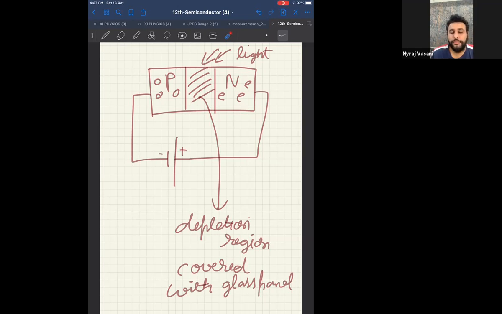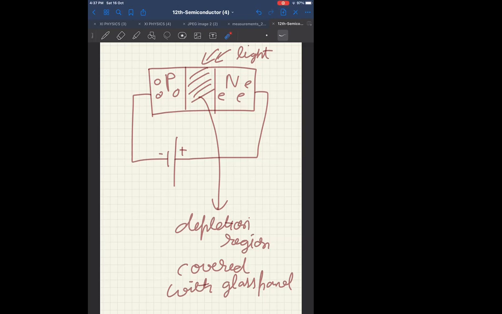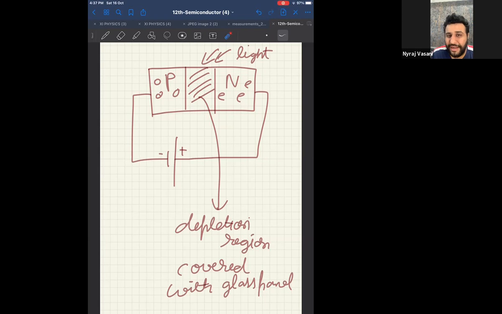After glass region, what? After what? Glass region. Where is glass region? It is glass panel. Okay, glass panel.